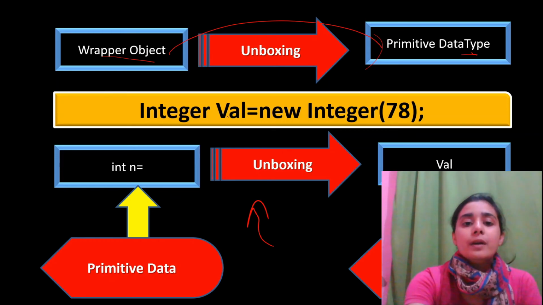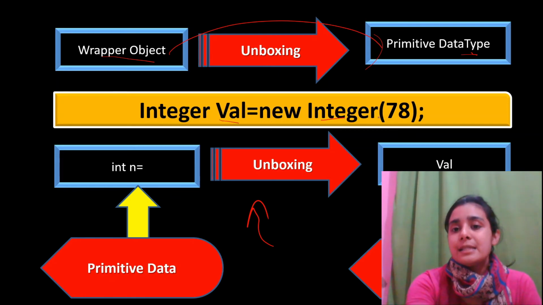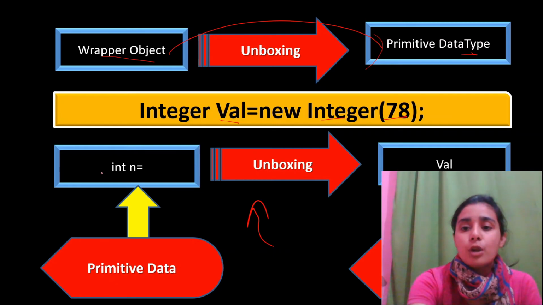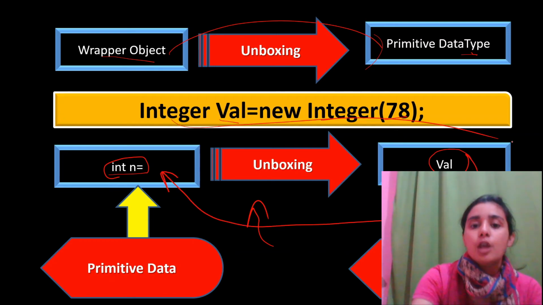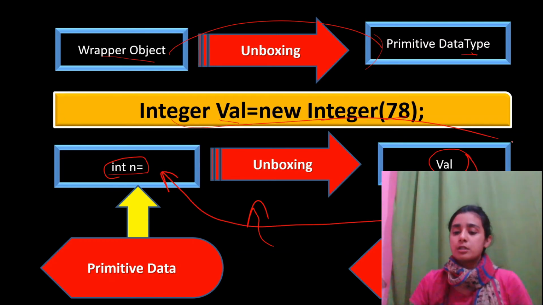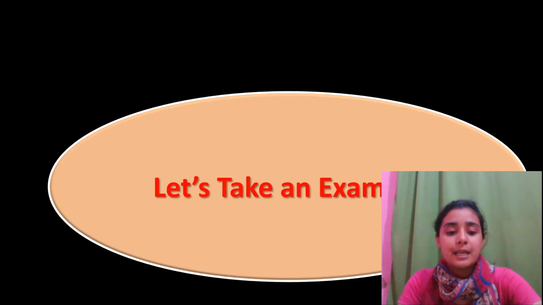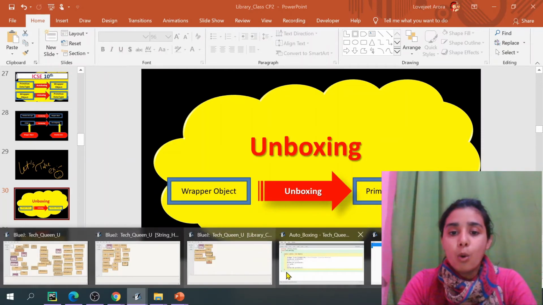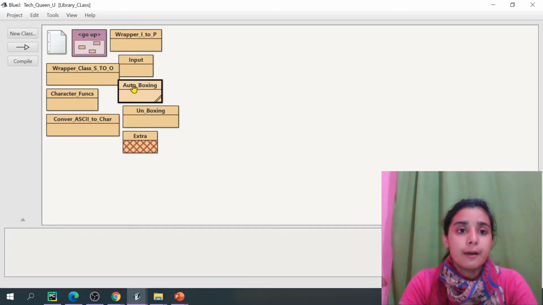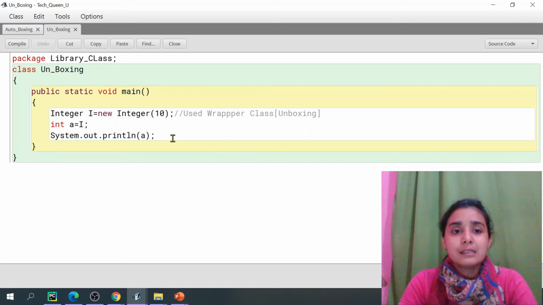Now, this Integer val = new Integer(78), this I have written. So now what I'm going to do there, this is my primitive and I'm sending it inside that. So this is called unboxing. Let's do it practically. Let's take an example of that also, so you will understand more clearly what I want to say here. So this is my unboxing example.